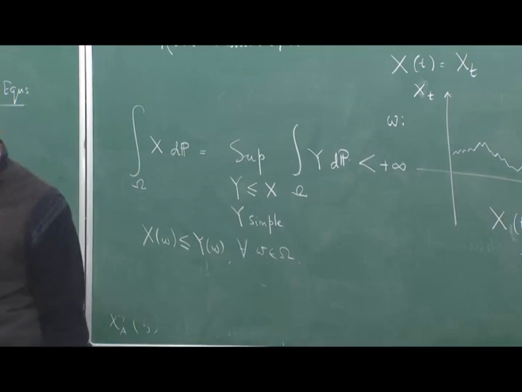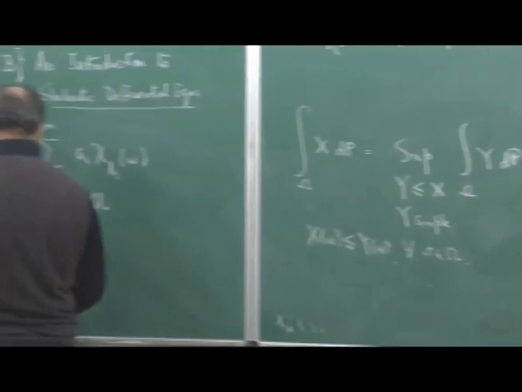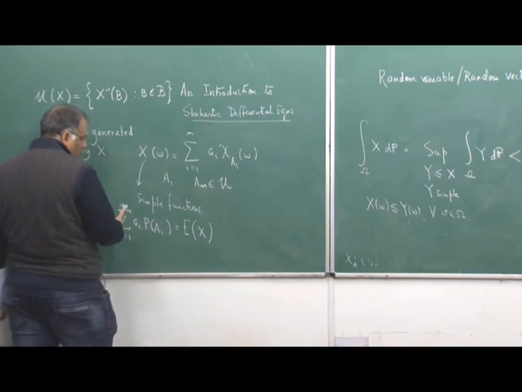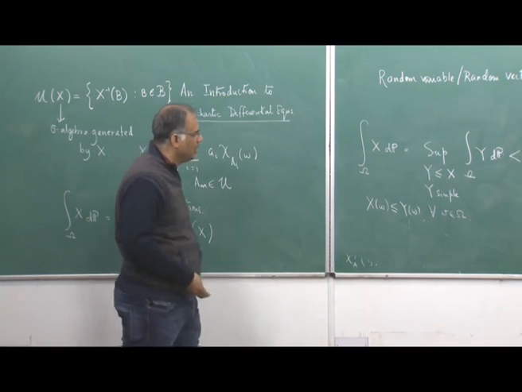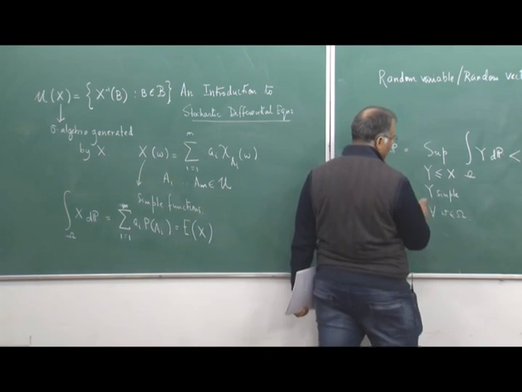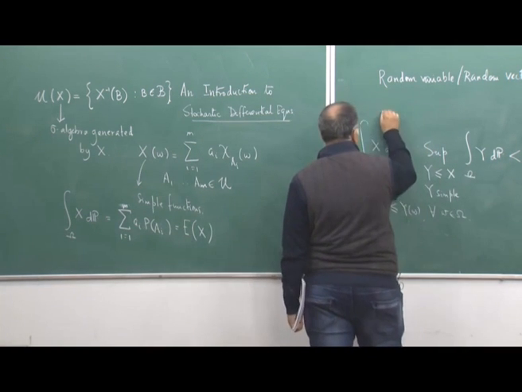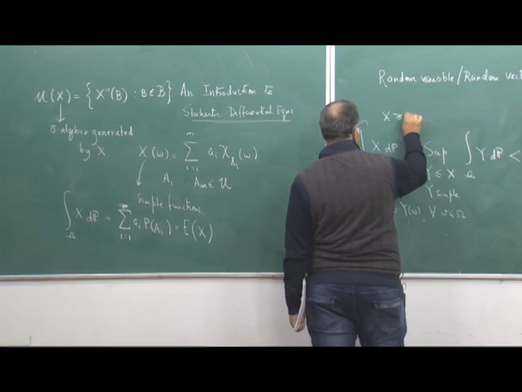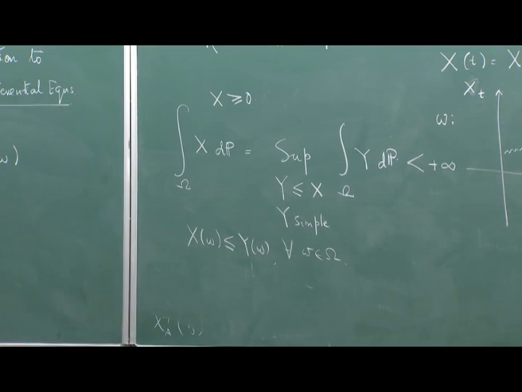What is this integral? It is nothing but a generalization of this idea. You use the simple function idea and generalize it. So, this integral is called the expected value of a random variable x. This of course is defined for x greater than or equal to 0, meaning a non-negative random variable.